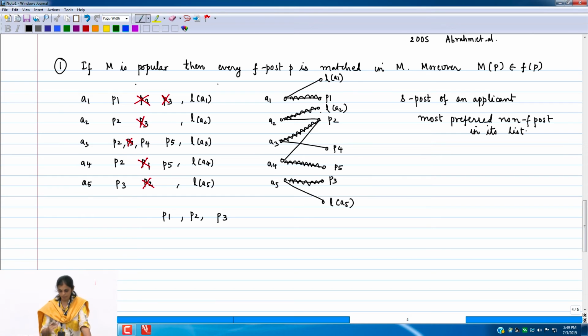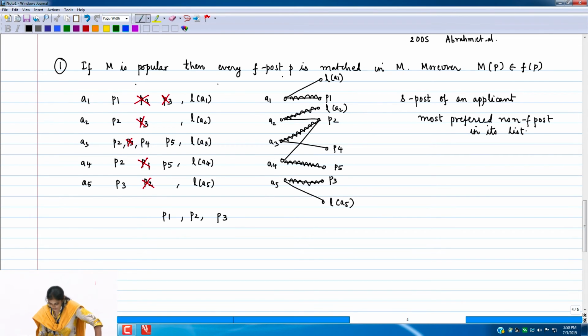But what is good about this is that even when her matching algorithm had a choice to match A1 to L of A1 versus P1, she did choose A1 P1, and that must be chosen because we know that every F post must be matched. If one chooses a matching which is A1 to L of A1, then that matching cannot remain popular because that will leave P1 unmatched. So it is a good thing. Here it does not affect whether it is popular or not, as we will see. In fact, we should do this exercise.